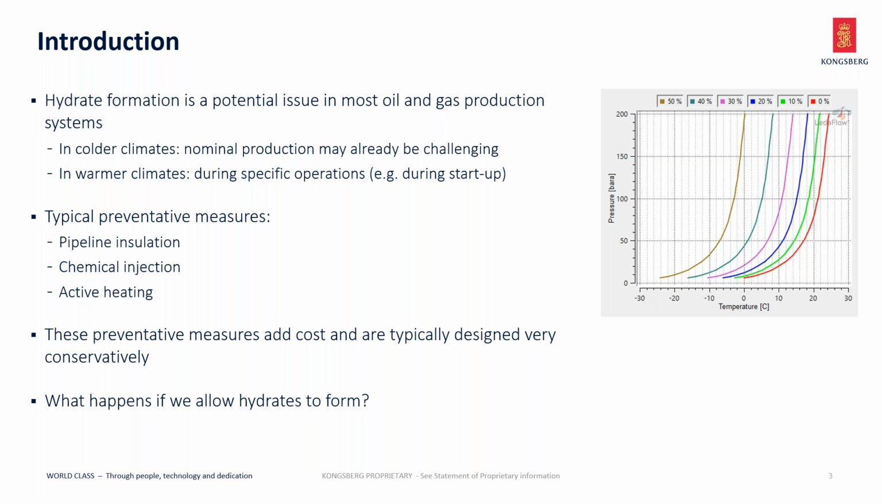Typical preventative measures for hydrate prevention are pipeline insulation, chemical injection, which includes mainly glycol injection, and also active heating of the pipeline. These preventative measures add cost, not just during the design and building of the system, but also cost while using them, especially the chemical injection. And they're typically designed very conservatively. So then the question is, what happens if we allow hydrates to form? And that is the main driver behind developing the hydrate transport feature in LedaFlow.